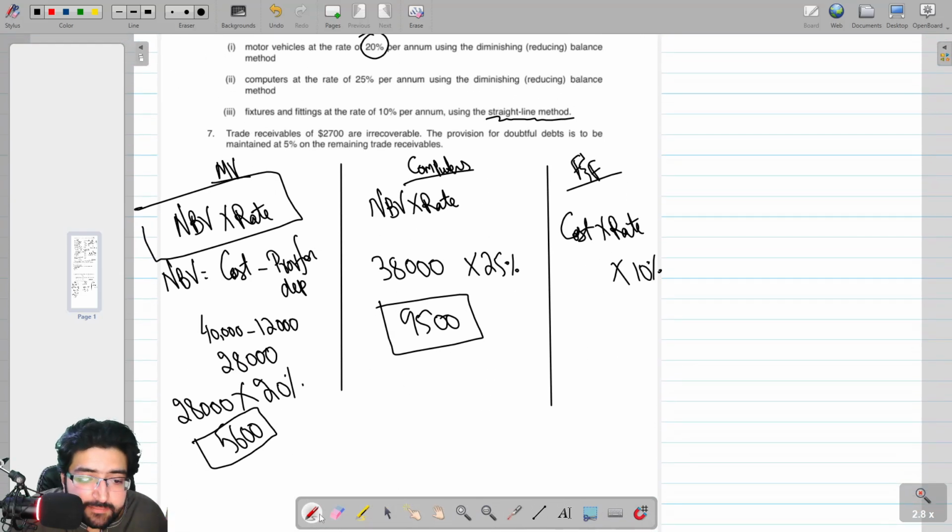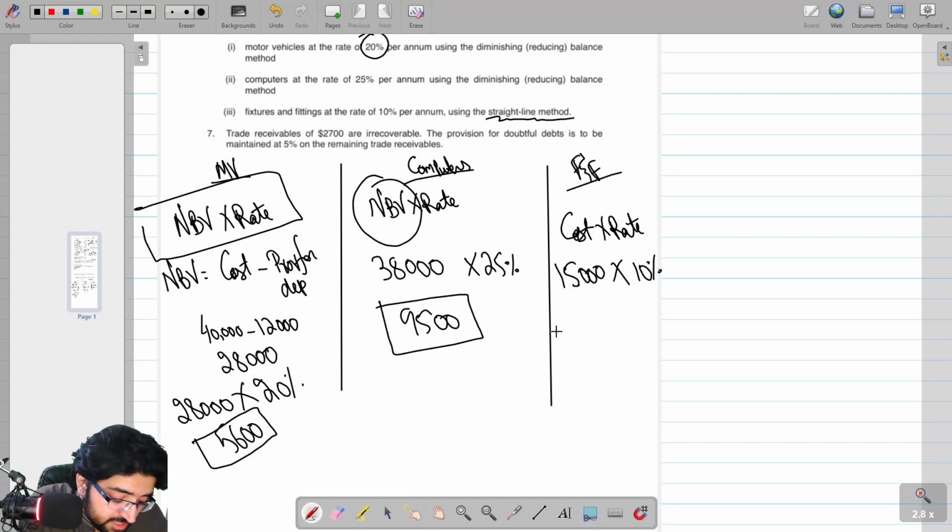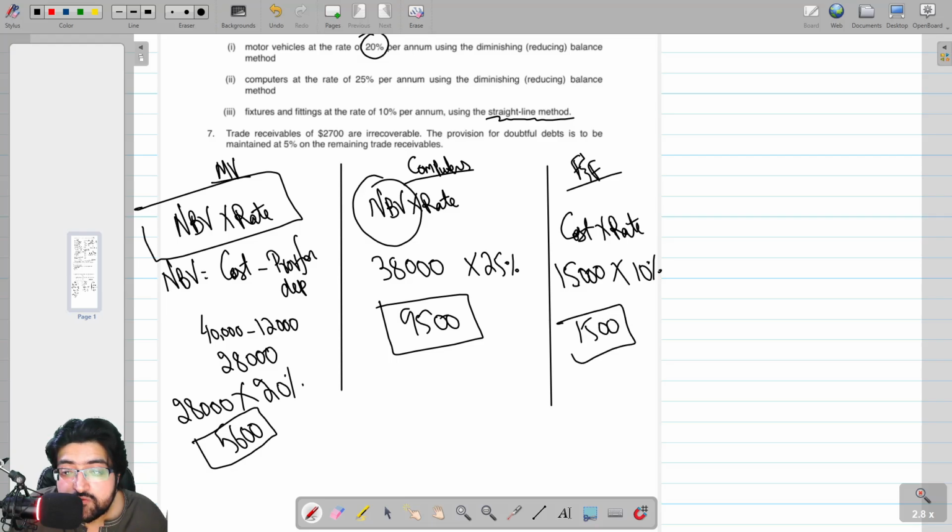We don't need net book value for this because this is straight line. In straight line method, you simply multiply the cost with the rate. So this is actually simpler than reducing balance method because we don't have to find the net book value. We can simply multiply the rate with the cost given in the question. So 15,000 into 10% is giving us, I think 1,500. Yeah. 1,500 is the depreciation of fixtures and fittings.